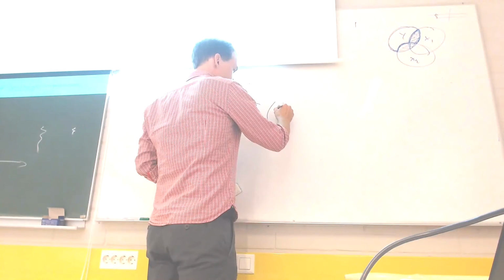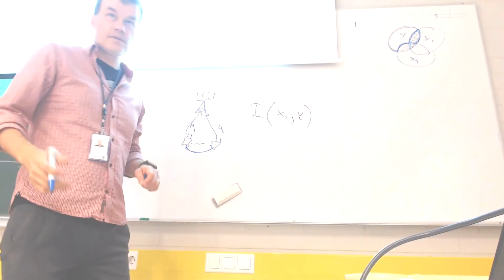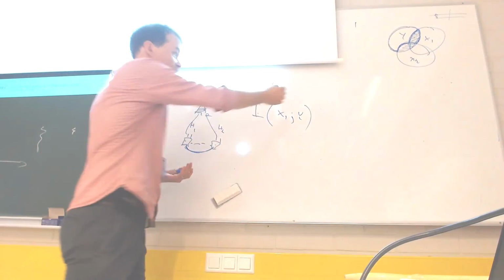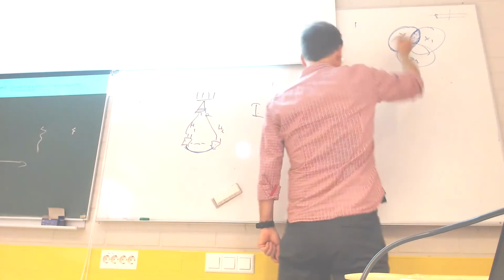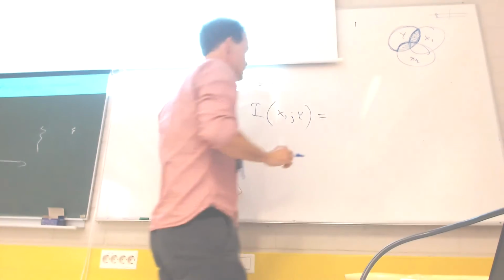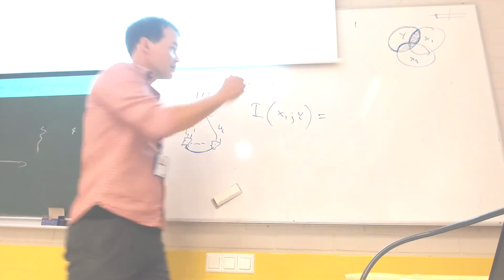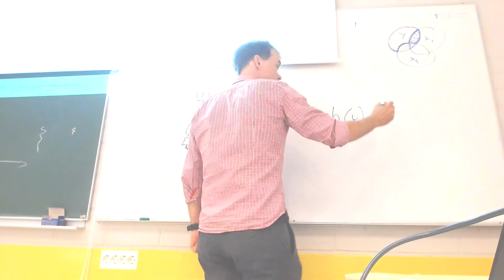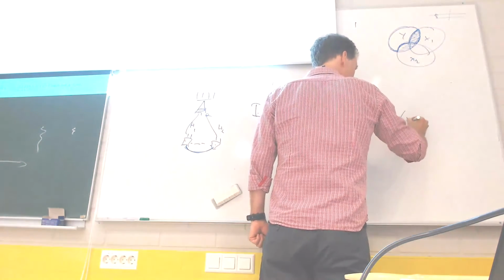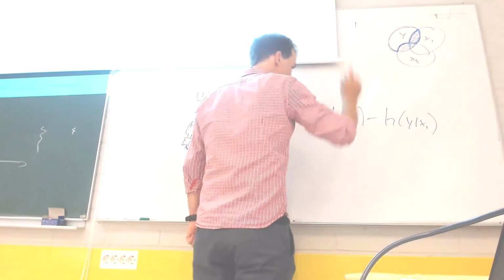Well, here it is. X1 and Y, right? We haven't removed X2. It's not given X2 because X2 is still there, right? And how do we write this in terms of differential entropy? H of Y minus H of Y given X1. Then it's just plug and play.